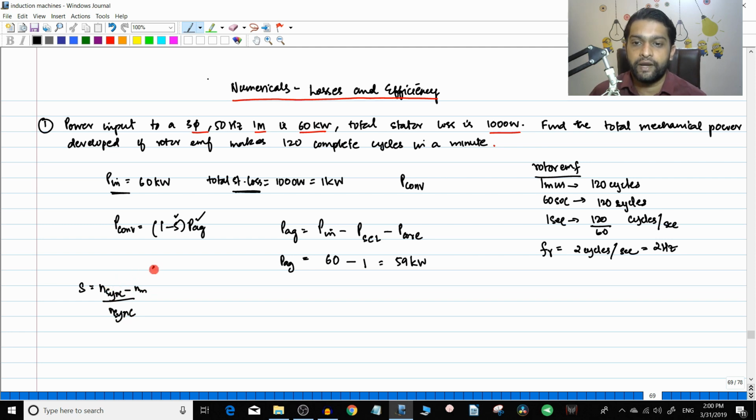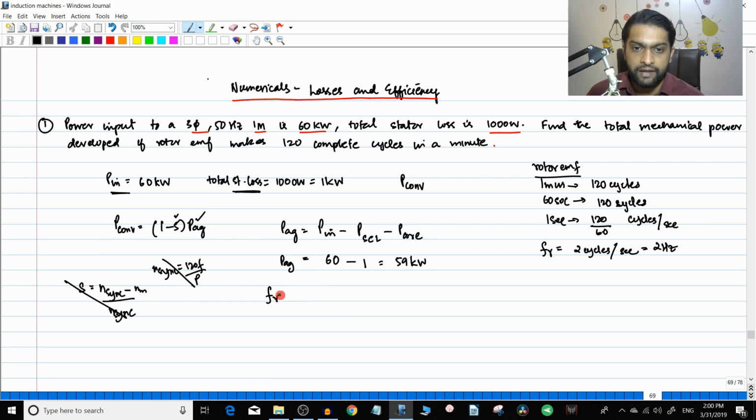Do you see that to find N sync, you need 120 into F divided by P. So F electrical is given to be 50 Hz, but they have not given the number of poles, and you don't know the value of speed either. So this formula cannot be used here. So other than that, what formulas do we have?